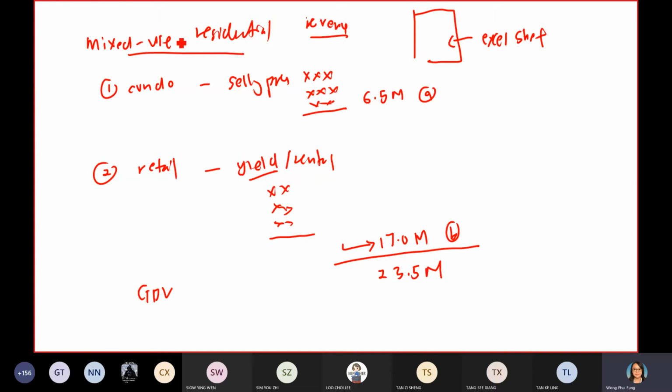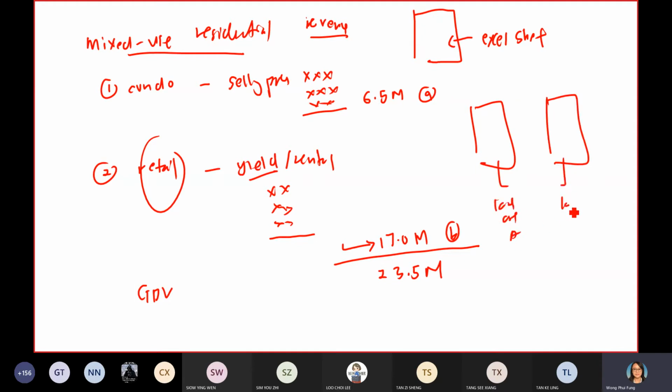So basically for mixed use residential, you need to calculate two parts in one Excel sheet. In one Excel sheet, because I have students, they calculate condo in one Excel. Then they calculate retail in another Excel. So end up here got two land costs, land cost A, land cost B. So it's wrong. You have to combine these two under one Excel sheet.